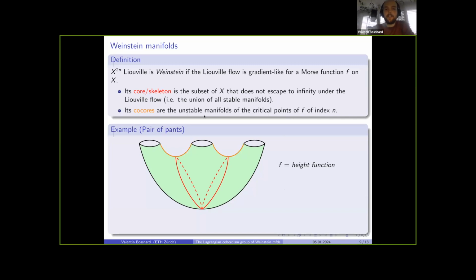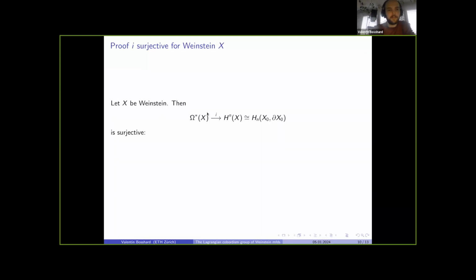So dually, there are the co-cores, and co-cores are simply the unstable manifolds of the critical points of highest dimension. You can prove that the index can never be higher than n, so the highest dimensional ones are probably kind of interesting, and they are actually Lagrangian submanifolds, these co-cores, which are Lagrangian copies of R^n. So these are two important properties.